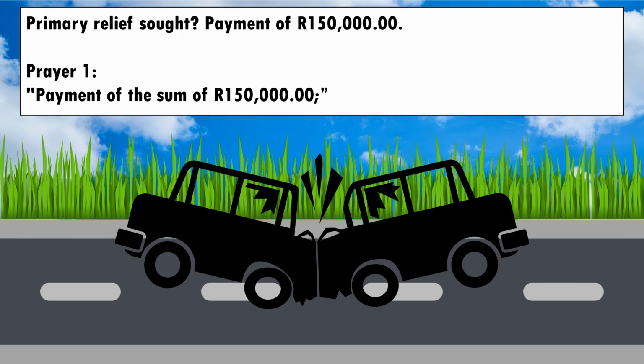In this matter, what is the primary relief our client seeks? Well, that is easy. It is the payment of 150,000 Rand for the damages sustained to his vehicle. Therefore, our first prayer will be payment of the sum of 150,000 Rand.